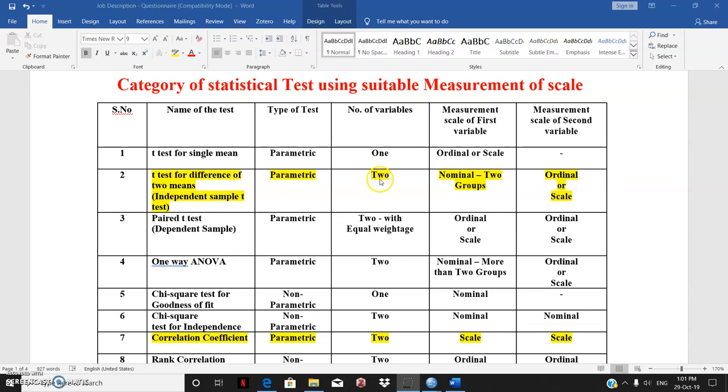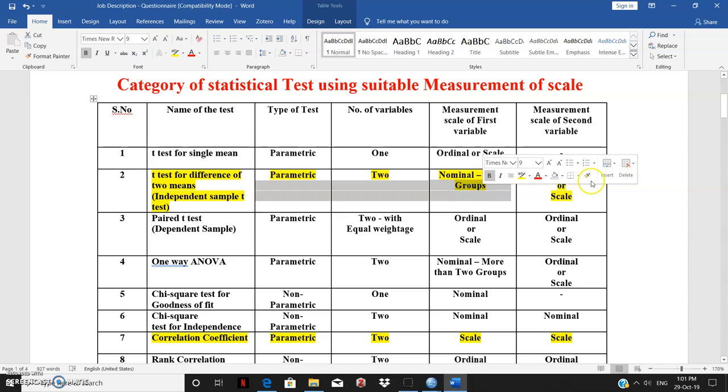If you look at the type of test, it's a parametric test. Parametric means, you know by now, that it should follow a normal distribution. And there are two variables in it. One variable is measured on a nominal scale, and it should have two groups only. This is the most important thing. For example, gender has a nominal scale with two groups, and the other should be an ordinal or a scale variable. By scale we mean here an interval scale.